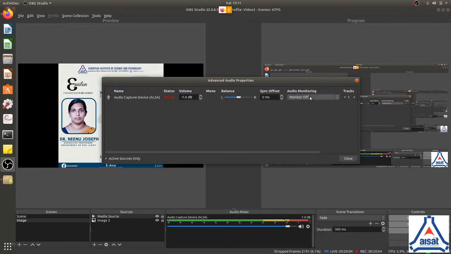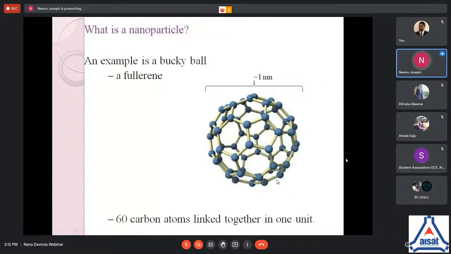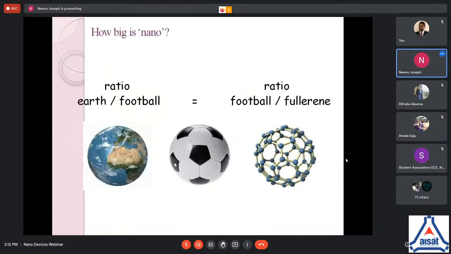What is a nanoparticle? An example is a buckyball. It's called a fullerene. The picture is shown here. It's around 1 nanometer wide and it consists of 60 carbon atoms linked together in one unit. How big is nano? The ratio can be imagined as the ratio of earth to football, which is equal to the ratio of football to fullerene. That is the ratio of the size of the nano.